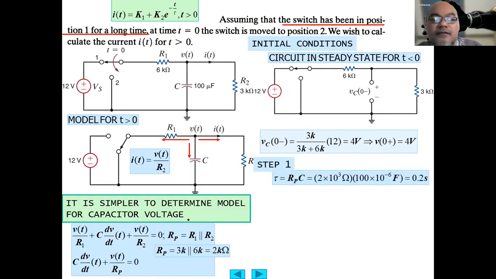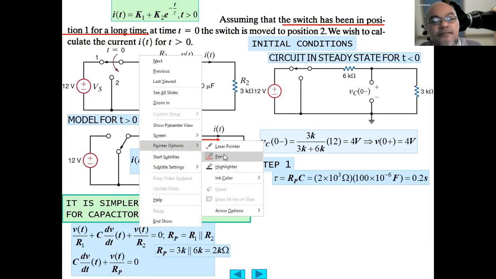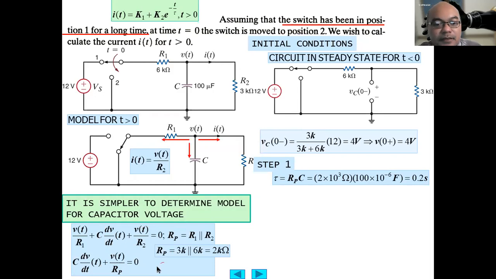Step 1, we try to find tau. We can re-express the equation, multiplied by Rp to make it a standard equation: Rp C dv/dt plus v(t) equals 0. So in this case, the forcing function is 0.